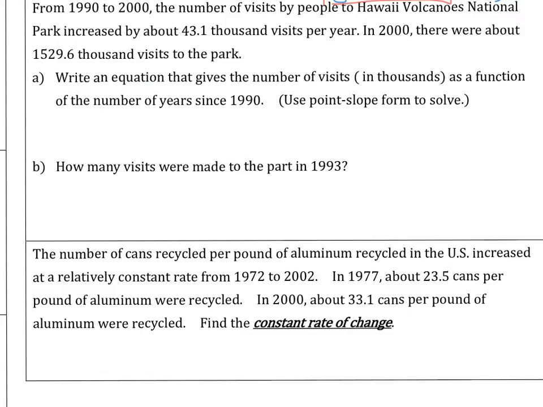From 1990 to 2000, the number of visits by people to Hawaii Volcanoes National Park increased by about 43.1 thousand visits per year. In 2000, there were about 1,529.6 thousand visits to the park. Write an equation that gives the number of visits as a function of the number of years since 1990. Use point slope form to solve. So let me first write down the point slope form.